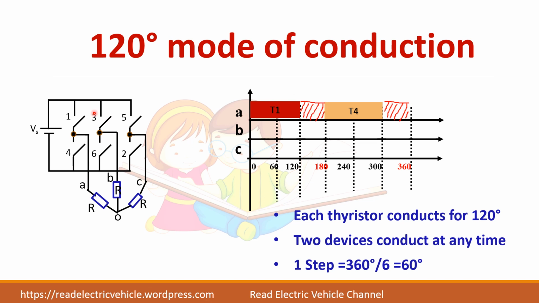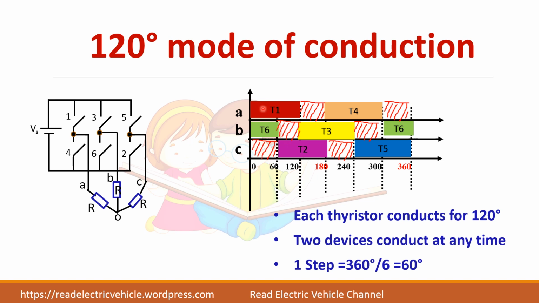Now let us consider B phase. You have 2 devices, T3 and T6. We know A phase and B phase are phase shifted by 120 degree. So T3 should start conduction at 120 degree and the conduction period is again 120 degree. Again a dead band and T6 will conduct. Similarly, you can do it for C phase. So T5 starts at 240 degree and T2 will conduct for 120 degree. So you have dead band here also.